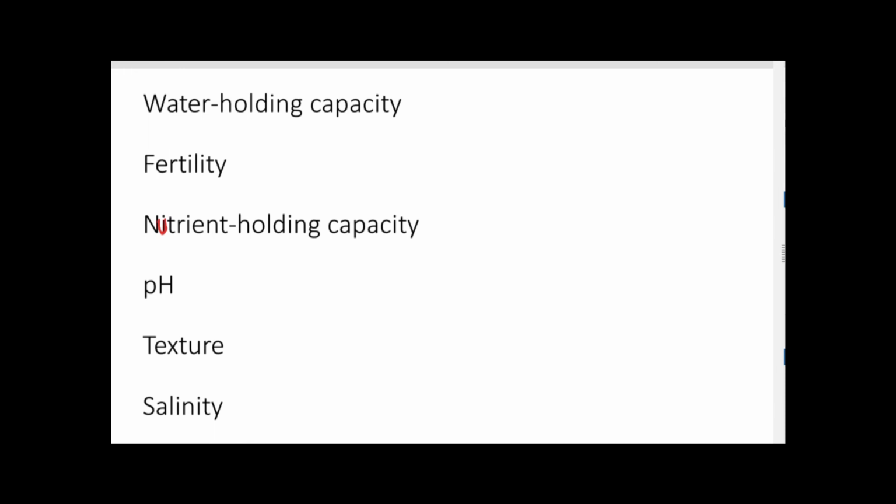Your fertility is basically the overall health of the soil, how well it grows things. The nutrient holding capacity is very similar to the water holding capacity, except it's talking about all the different nutrients instead of just water. The pH, same thing. A lot of you guys wrote that on your FRQ. Neutral is best usually. When we talk about the texture, that's like what we just did. We were determining the soil texture.